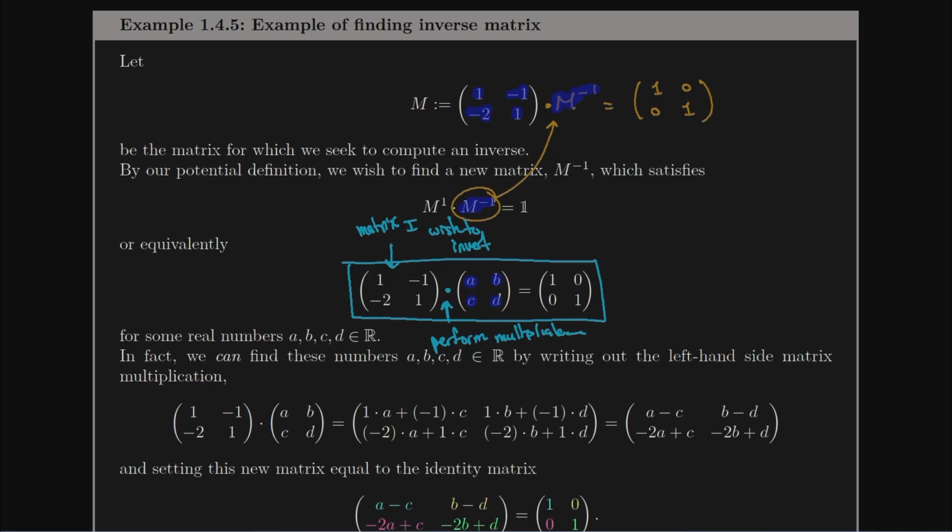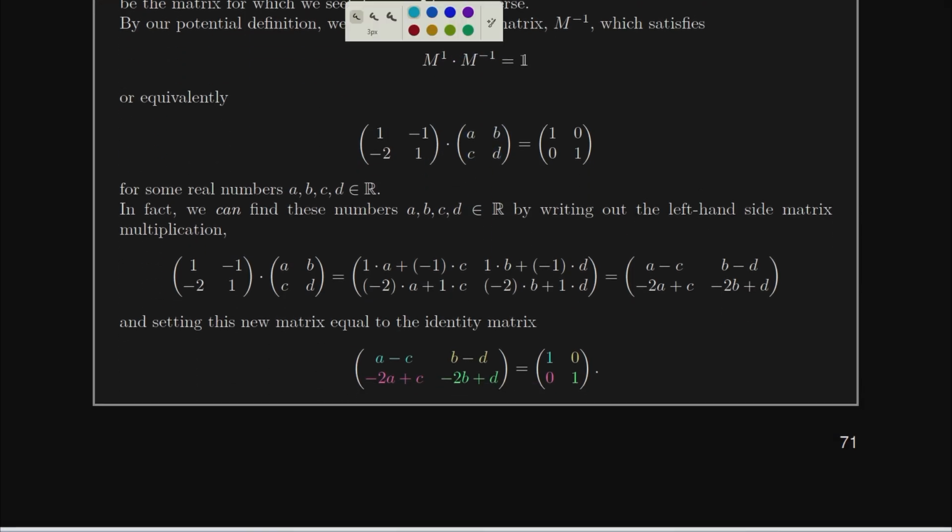So when I perform the multiplication on the left, what do I actually get? Well, as always, I'm looking at rows on the left and columns on the right. It's going to end up being 1 times A plus -1 times C, so A minus C, on the top left. I'm going to have 1 times B plus -1 times D, or B minus D in the top right. I'm going to have -2 times A plus 1 times C, or -2A plus C in the bottom left. And I'm going to have -2 times B plus 1 times D, or -2B plus D in the bottom right. And so that's what happens if I actually perform the left-hand side multiplication.